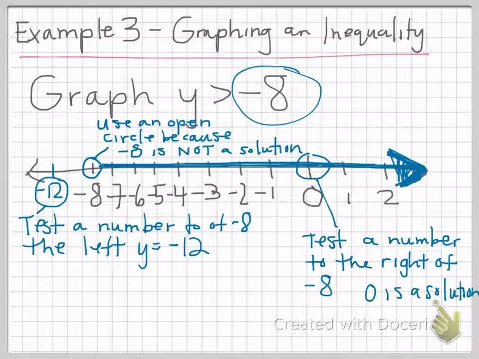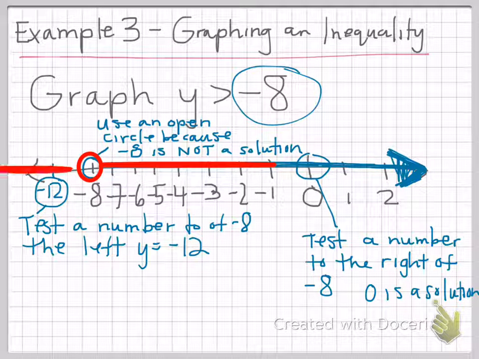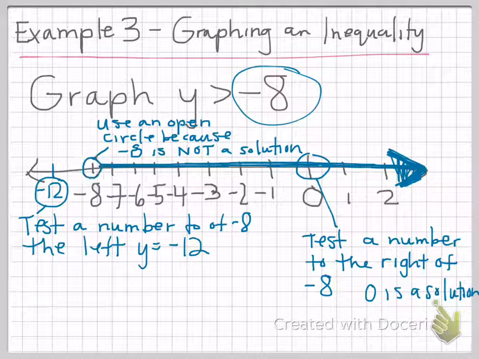Let me go ahead and see if you guys can do these ones on your own. And then that'll conclude our lesson for today. Easy peasy. Locate the number. Decide if you're going to fill it in or not. Remember, if it's equal to at the bottom, you fill it in. If it's not, leave it open. And then shade in the direction in which you need to go. If it's greater than, you go that way. If it's less than, go that way. Okay, let's do some on your owns.